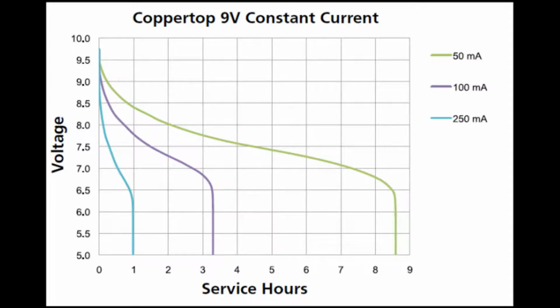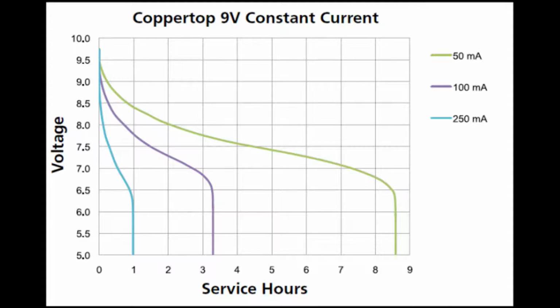A battery's voltage doesn't just drop with increasing current draw. The battery's voltage will also drop over its use lifetime. Here's a chart showing the voltage of a copper top 9-volt battery as 3 different currents are drawn from it. You can see that if you only draw 50 milliamps, you're going to see slightly more than 8.5 service hours.